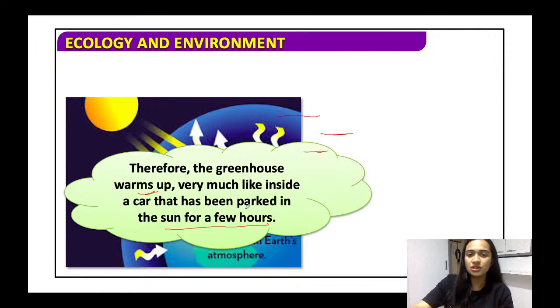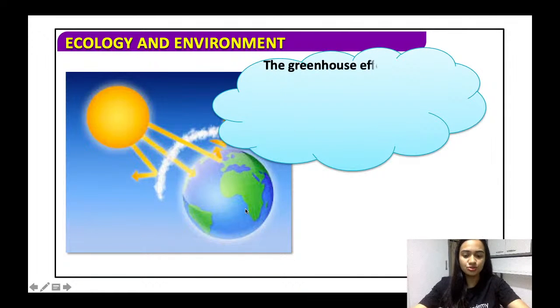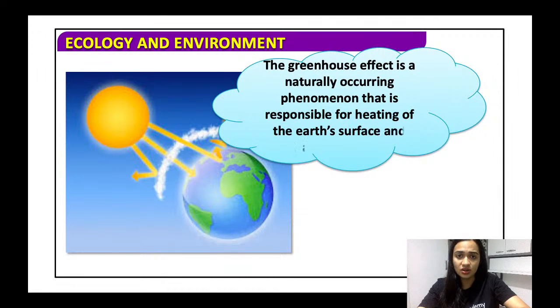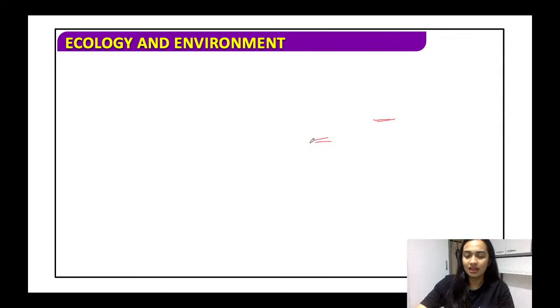So when you get into a car which is parked under the sun for a few hours, you feel that it is very warm. That is the best example for a greenhouse. And similarly, we are doing that to the earth also. So this greenhouse effect is a naturally occurring phenomena. ठीक है, ये जो है बहुत एक natural phenomenon है. And this effect is naturally occurring, that is responsible for heating of the earth's surface and also your atmosphere.